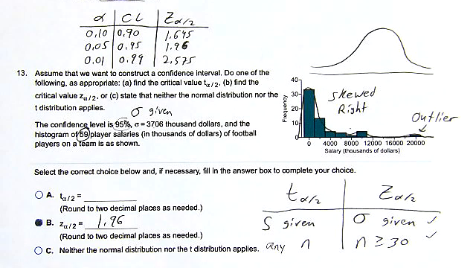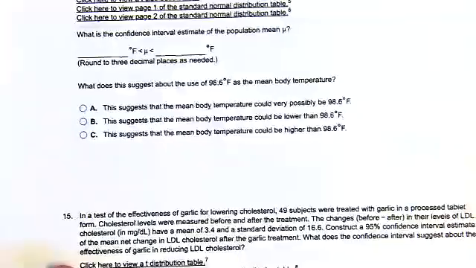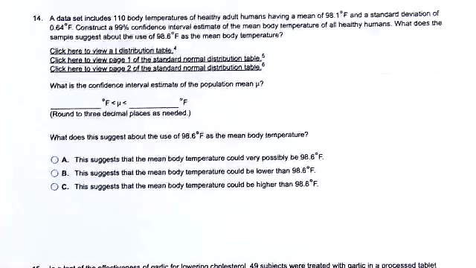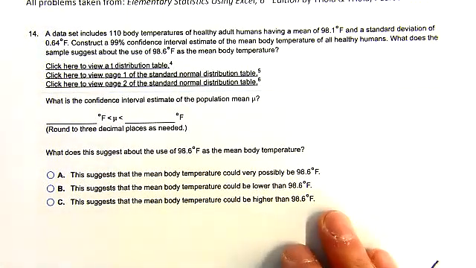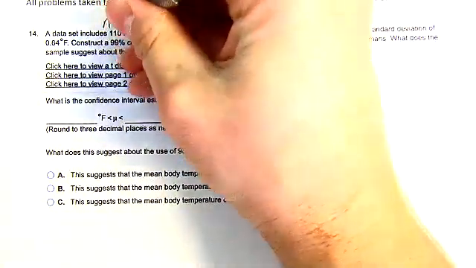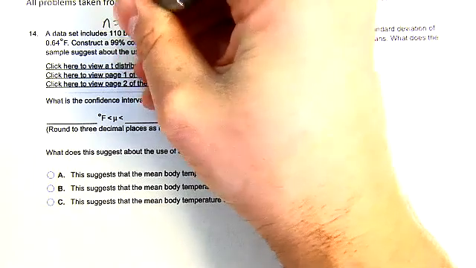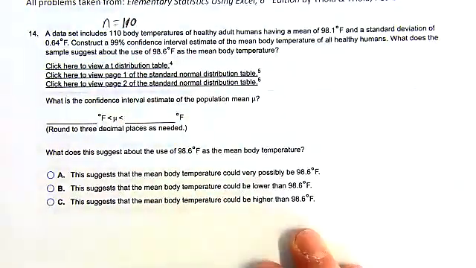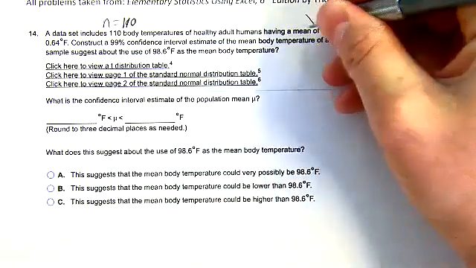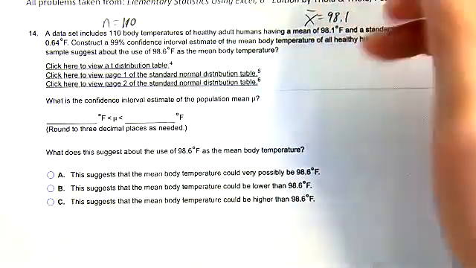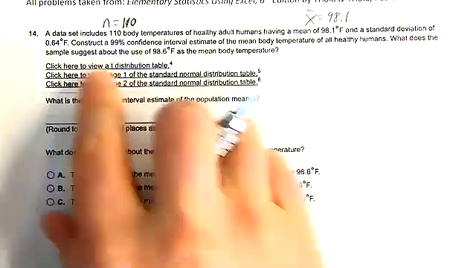Okay, let's look at 14. It says, a data set includes 110 body temperatures of healthy adult humans. So let's first identify: n is 110, so the sample size is 110, having a mean of 98.1. So that's x bar.